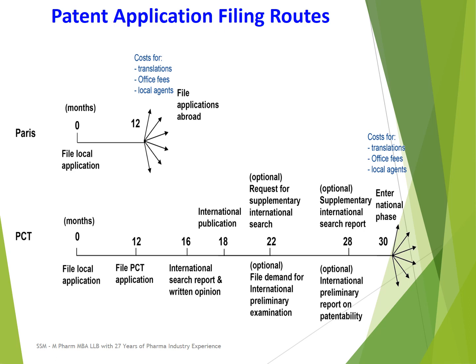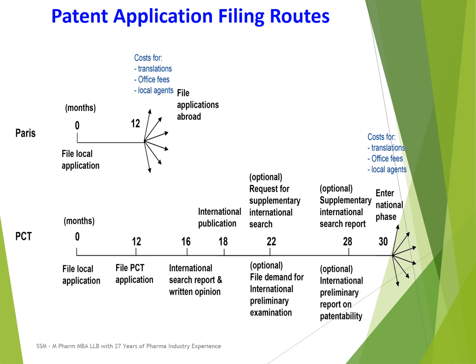Now through the PCT route you file the local application in your home country. Maybe you can file the priority provisional application first, and within 12 months of the provisional application you can file the PCT complete application. That too you can file again in your home country. So in PCT, after filing the initial application in your home country, you get 30 months to file applications abroad. So you get 30 months to decide whether you want to file applications abroad or not. If you want to file, then you can file applications abroad within 30 months.